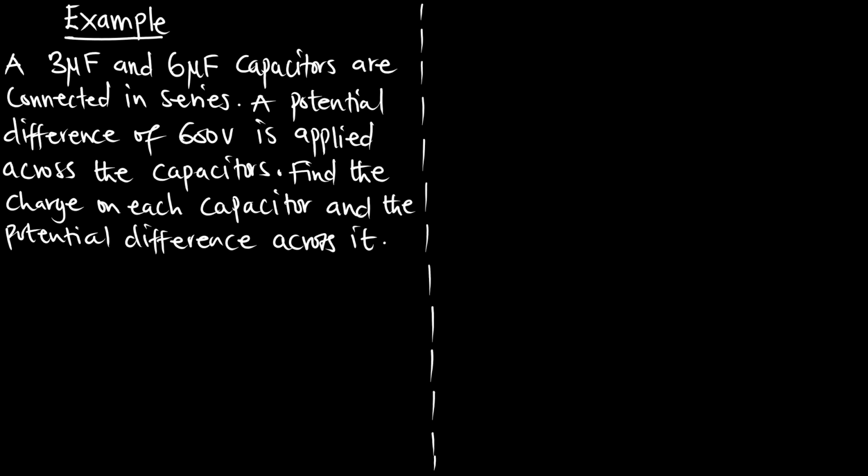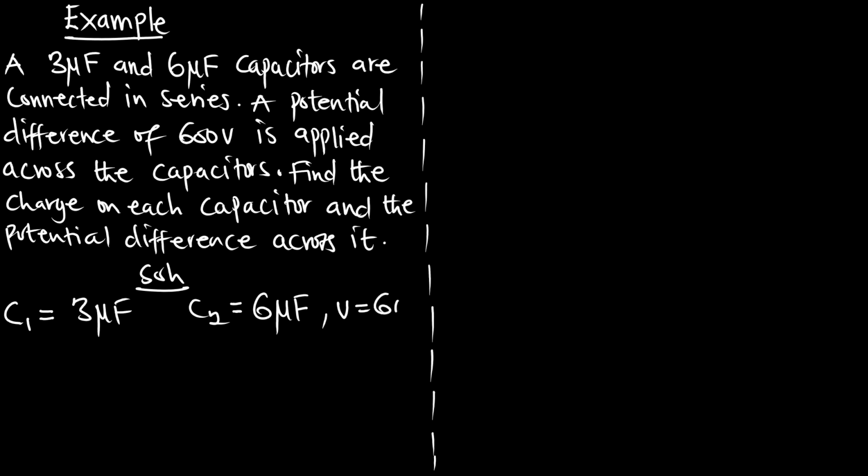Now let's write down the parameters and start solving. So from the question, we have our first capacitance C1, which is 3 microfarad. C2 is also giving us 6 microfarad. And we have a potential difference, which is the voltage applied across the capacitors. Let's call it V at 600 volts. So we are to find the charge on each capacitor.